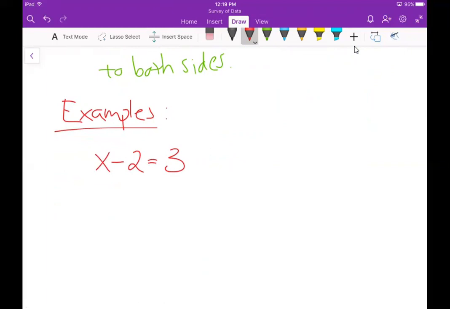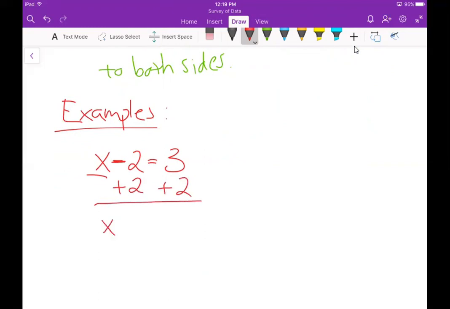So here's an example. x minus 2 equals 3. I'm going to say, okay, I want to get x by itself. Currently, I'm subtracting 2 on the same side as x. Your goal to solve these equations is to get x alone. So we're going to undo the operation that's happening to x. Currently, we are subtracting 2, so we will add 2 to both sides.